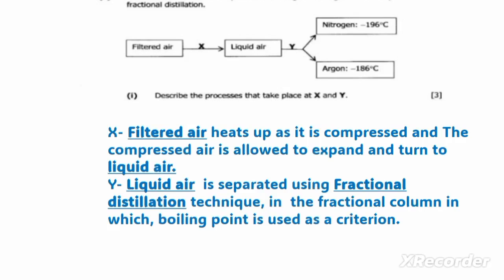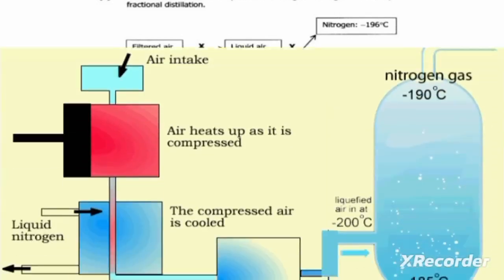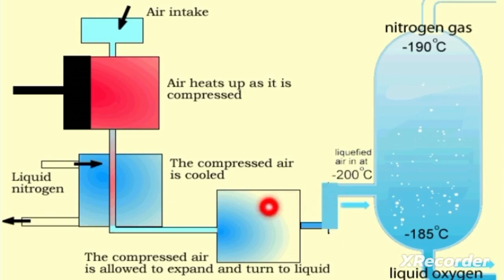So we are going to say at X, air heats up as it is compressed, and the compressed air is allowed to expand and turn to liquid. Then at Y, from this one to this one, we can see that the liquid is being separated using fractional distillation. So we can see that nitrogen is on top and the oxygen is at the bottom.